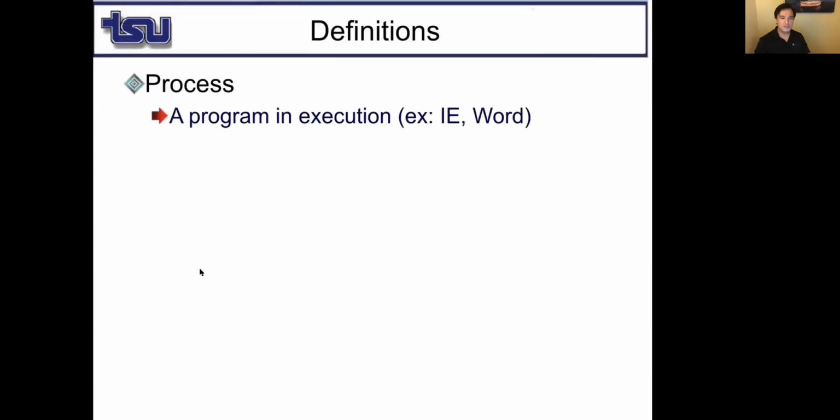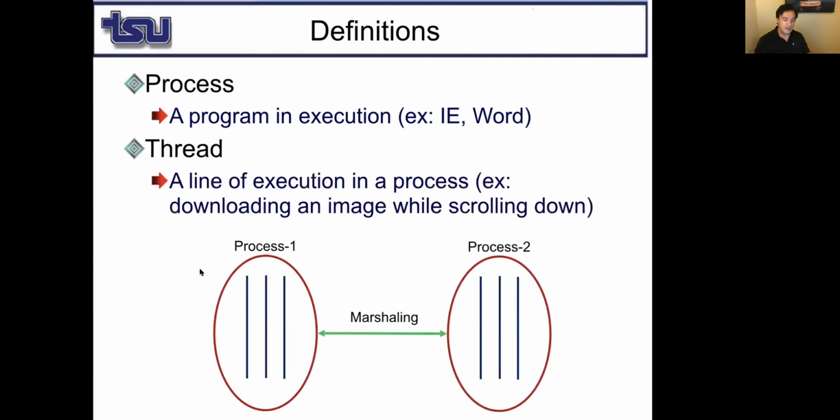Let's give some definitions. What's a process? A process is a memory space allocated for a program in execution. For example, when you run Internet Explorer, Microsoft Word, PowerPoint, Visual Studio Code, they all run in a process. A thread is a line of execution in a process.